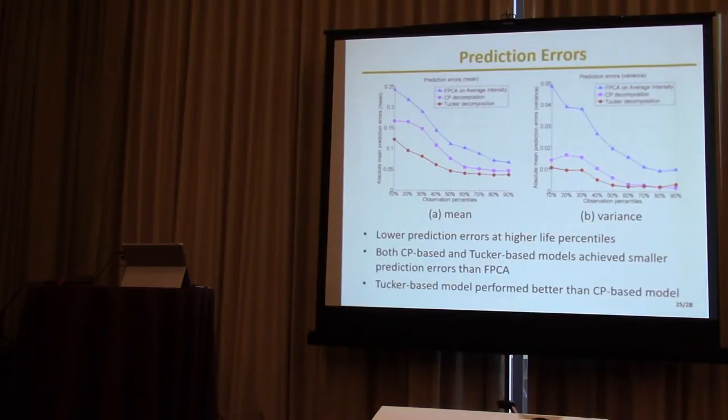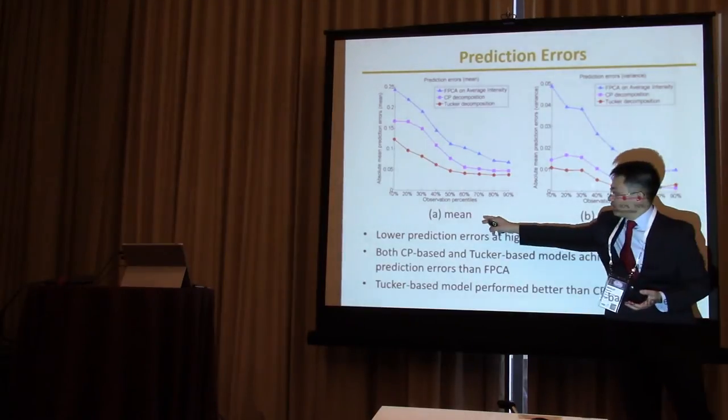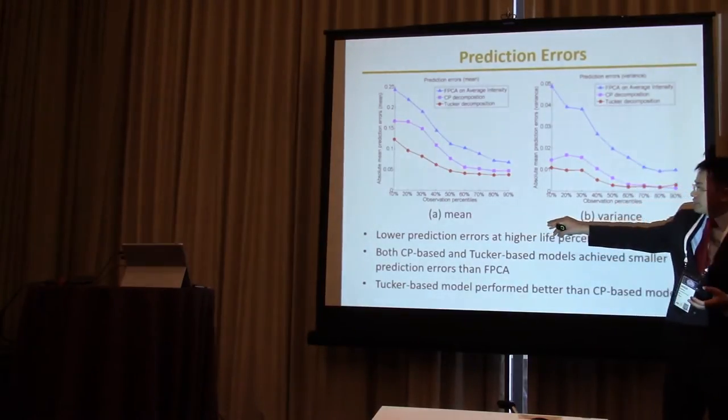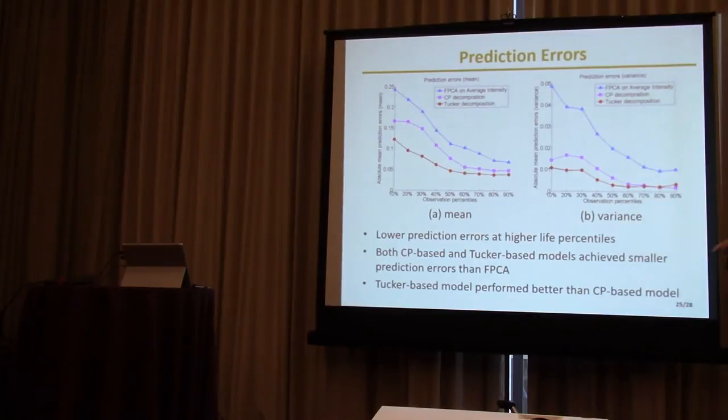So I summarize the prediction errors using these two figures. This one is the mean of the prediction errors. The x is the observation percentile, and the y is the absolute prediction error. And this one is the variance of the prediction errors. And you can see that all these models have better prediction errors as time goes higher. That's because we have more observations from a system, so we can make a better prediction.